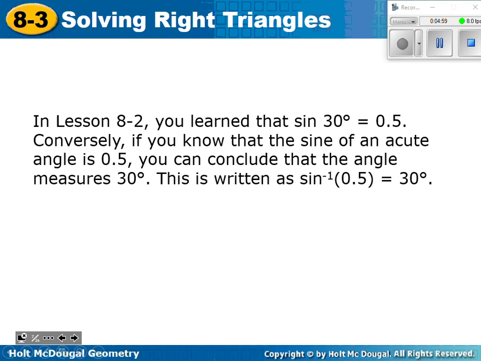So if I want to find this angle right here, theta, and maybe the problem gives me that this side is 3 and this side is 6.